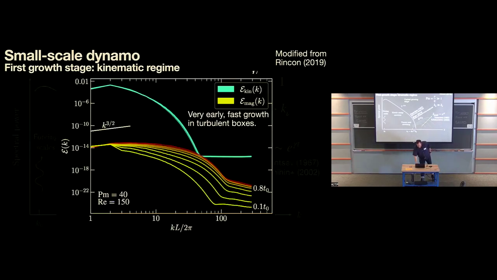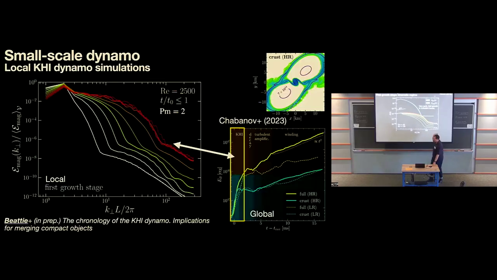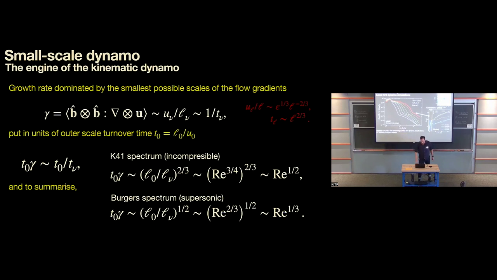I want to quickly point out that we see this in simulations, exactly as I'm painting it down in the cartoon. We see this in actually KHI dynamos that are relevant to neutron star mergers. We see this beautiful shift of all these high k modes really, really fast early on in the simulations, where you're getting this really, really fast exponential growth. So this is kind of a signature of the kinematic dynamo. So what is this gamma? What is the growth rate of the kinematic dynamo?